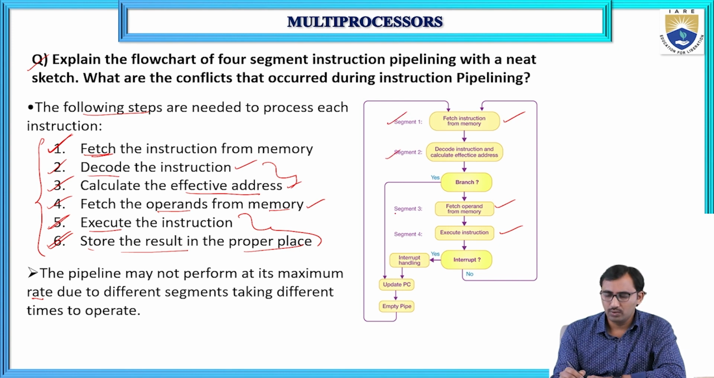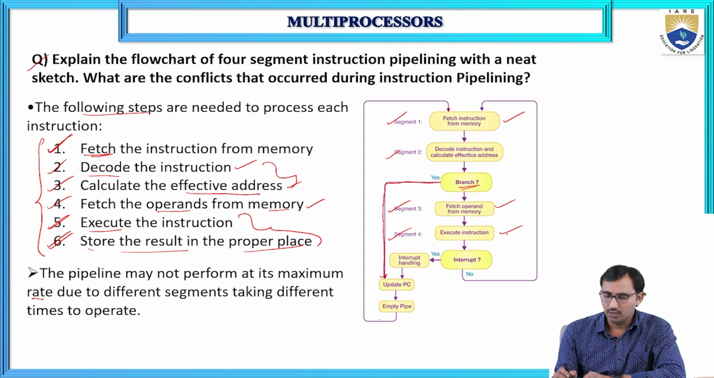Segment 1, 2, 3, 4. So this is a 4 segment pipeline structure. After decoding, we check whether there is any branching instruction. Branching means transferring program control from one address to a new address, instead of going to the next address. That is called branching. If branching occurs, then the next step is to update the program counter. Then it will empty the pipeline, that means a new instruction will be fetched from the memory.